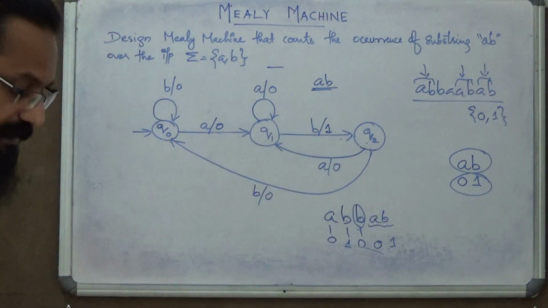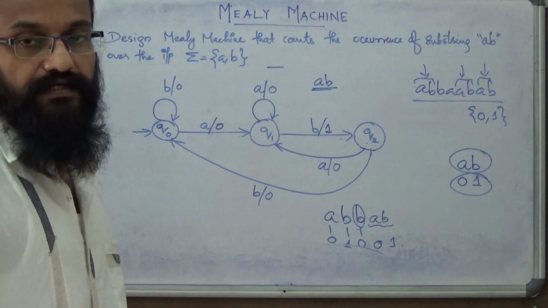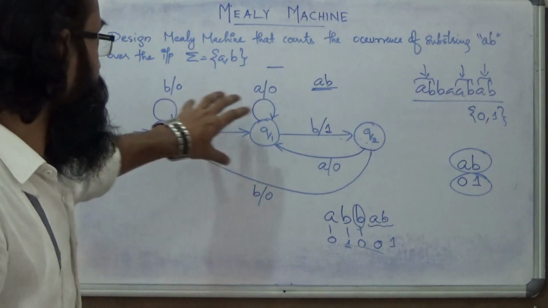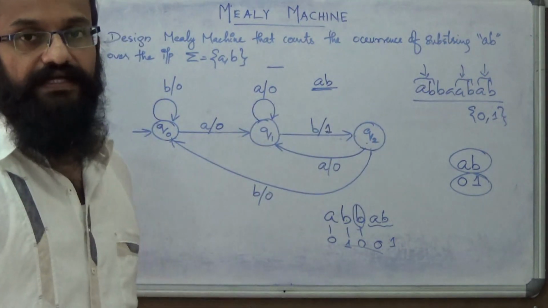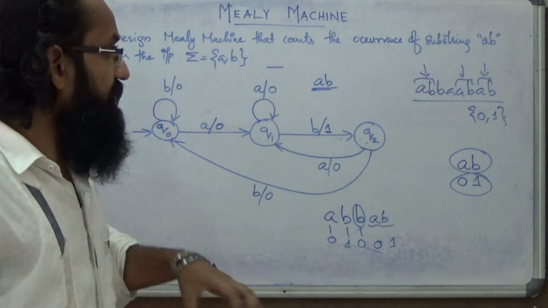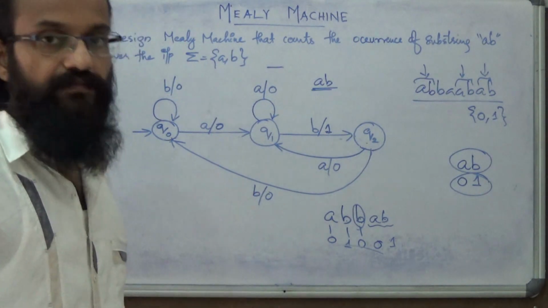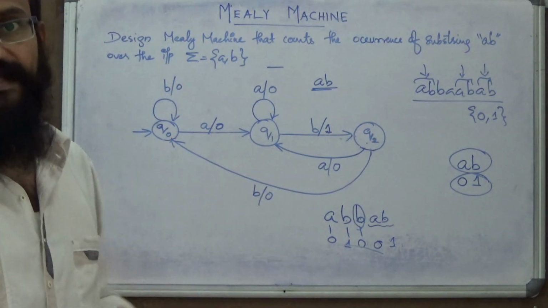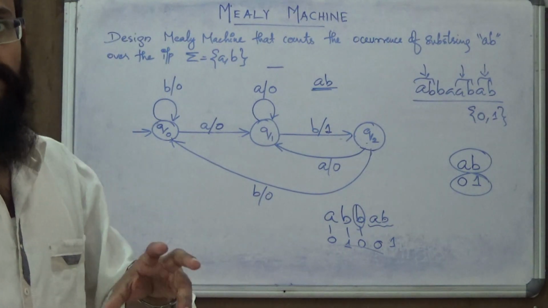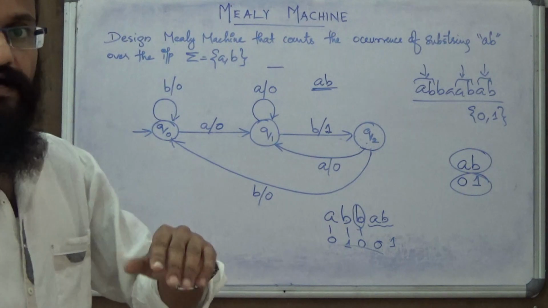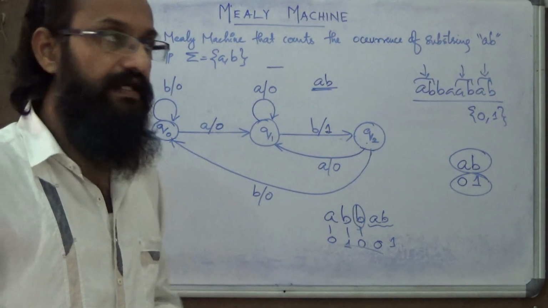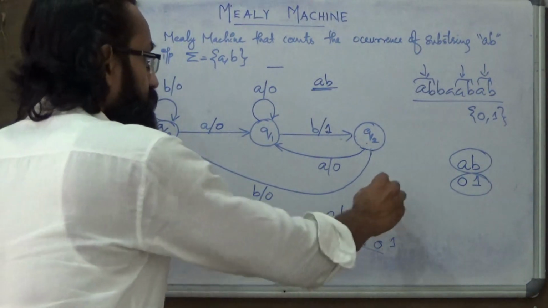Now if we analyze this particular model, it's a deterministic model because all states have unique A and B transitions. Now you can apply any random input string consisting of A's and B's, and your output string will be a combination of zeros and ones, and the number of ones in the output string actually represents the number of occurrences of substring AB. That's it.